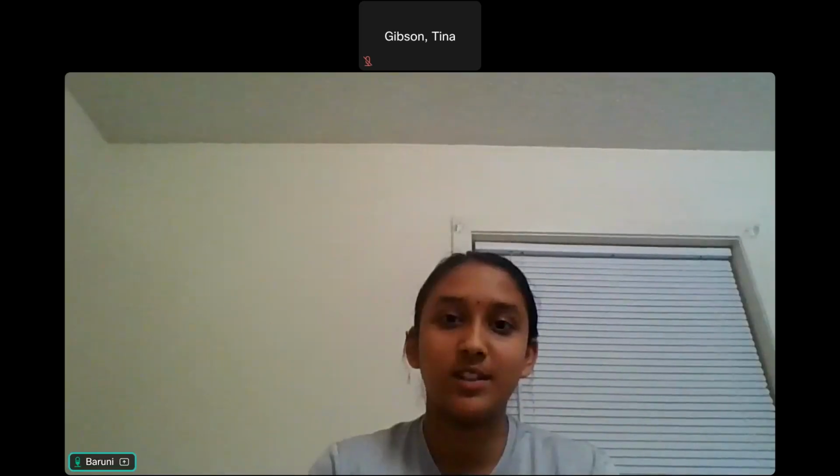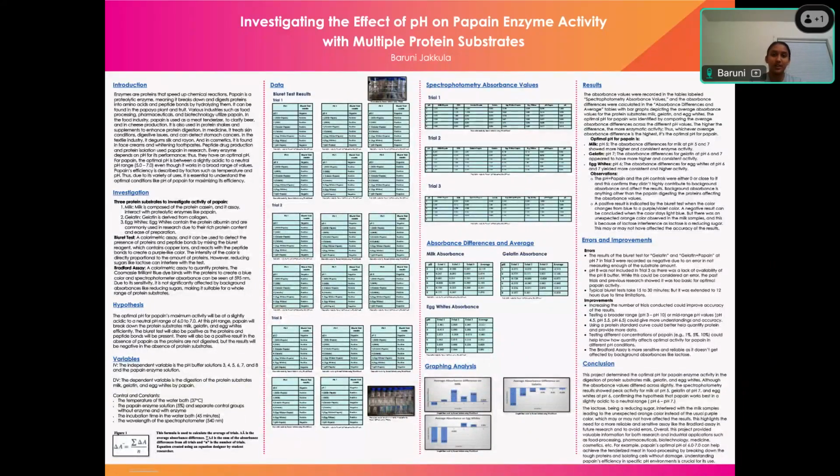My project's objective was to determine the optimal pH for the enzyme papain in the digestion of protein substrates: milk, gelatin, and egg whites.